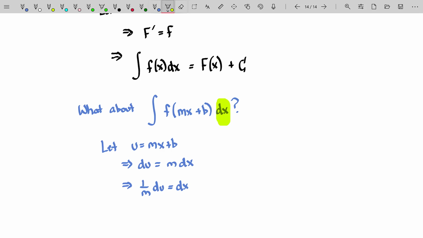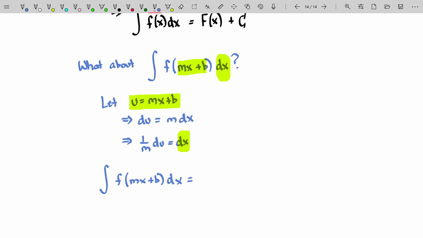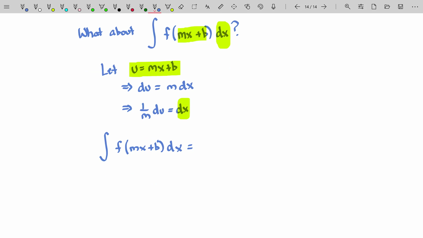And now I'm going to do a clean sub, right? dx will be traded out for a 1 over m du, and that mx plus b will be traded out for a u. So let's go ahead and do that. Let me slide down here. The integral of little f of mx plus b dx is now rewritten as 1 over m du, and f of mx plus b is now f of the variable u.